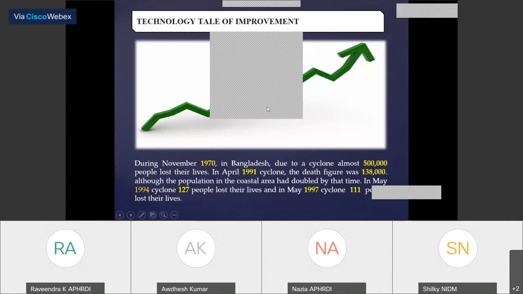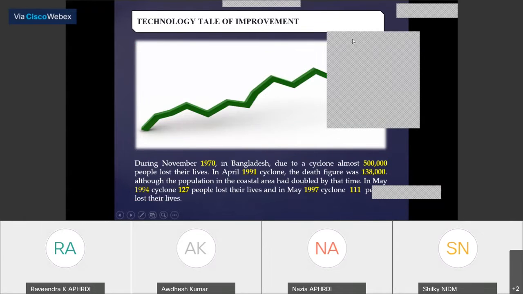And technological advancements have vibrant proofs. In 1970, in the lack of technology, the lack of evacuation plans, and the lack of an early warning system, a number of people lost their lives. This is the case study of Bangladesh, where 5 lakh people lost their lives in 1970.